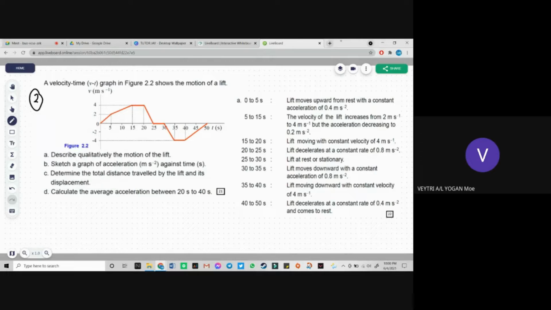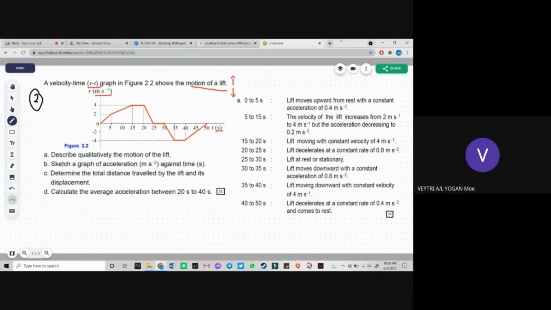The question states a velocity time graph. Remember, velocity time graph, meter per second over second, shows the motion of a lift. Before we move further on, just remember the logic of the motion of a lift. A lift moves upwards or downwards. That is the logic of the motion of the lift. That is the case over here.